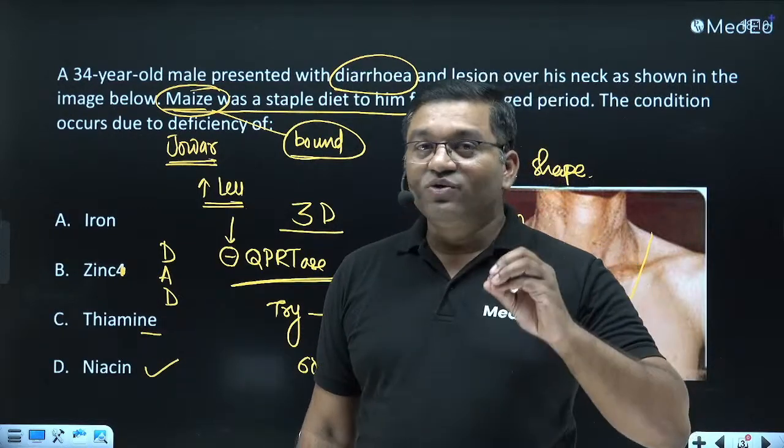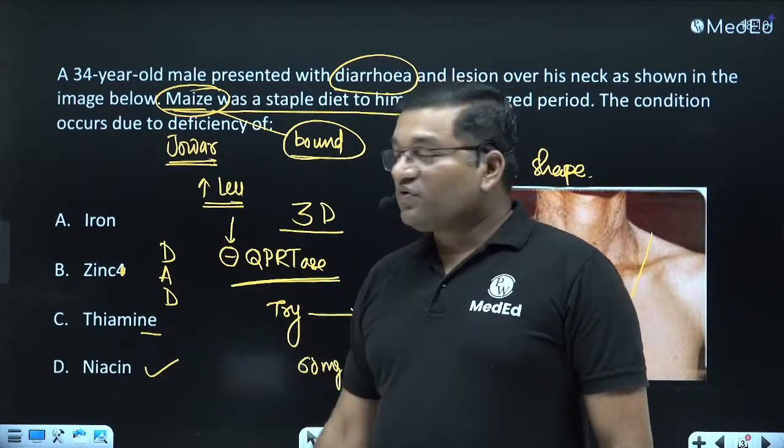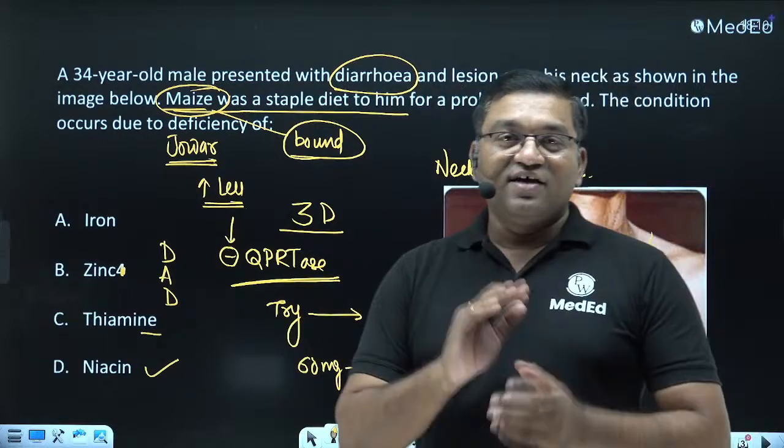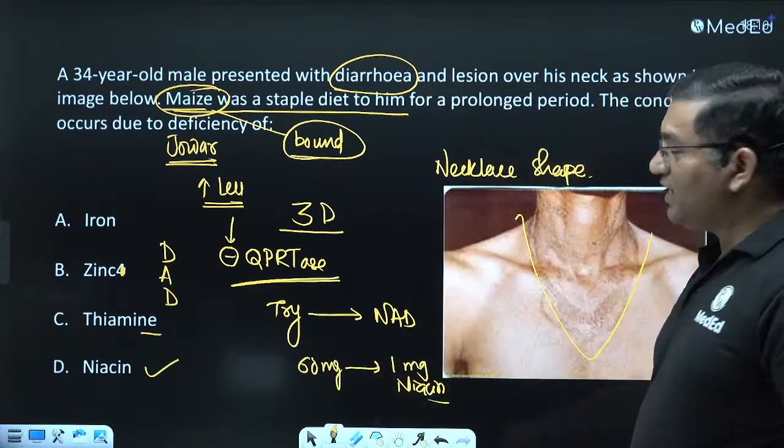Beriberi literally means weakness. And niacin deficiency causes 3Ds: diarrhea, dementia and dermatitis. So this is all about niacin in short.